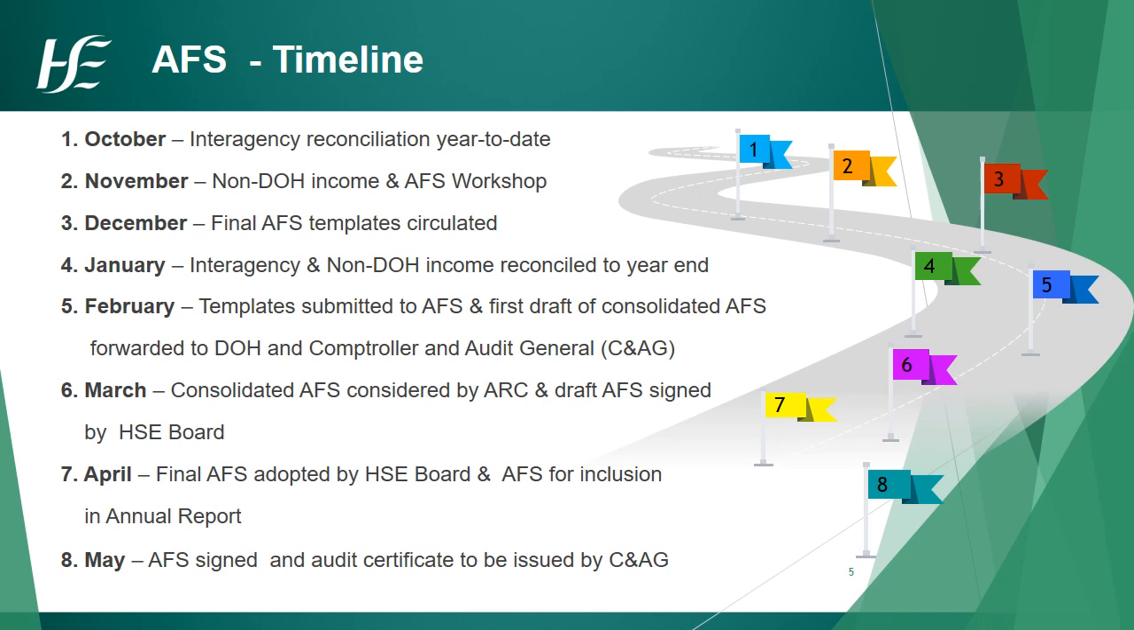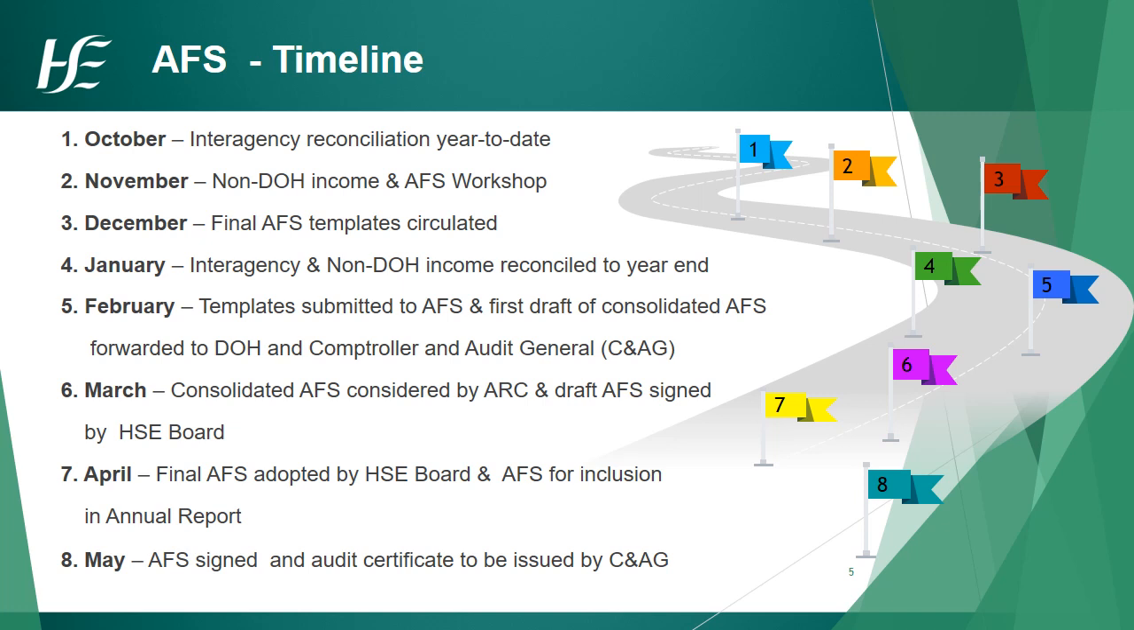The process spans over 8 months, with preliminary work starting in October and November, with reconciliations taking place to Q3 of the current year for interagency accounts and non-Department of Health income sources. The AFS preparation workshop takes place in November, and AFS templates are circulated by the AFS team in December for completion at year-end. In January, the year-end accounts are compiled by each area and the AFS templates completed.